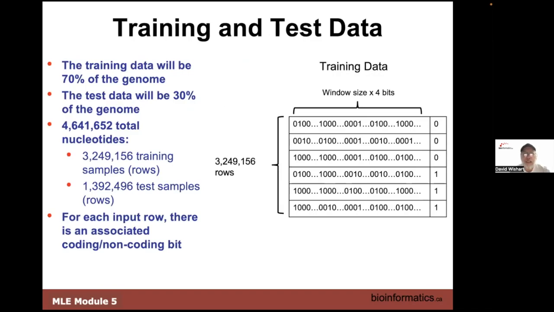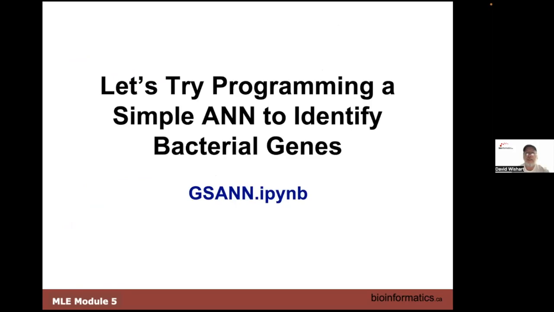So in this case, we took the 4.6 million bases of E. coli. We had a training set of 3.2 million, and then a test set of 1.3 million. And we had everything structured so that we had those codons or bases written out as needed, and their coding, non-coding regions written out as needed.